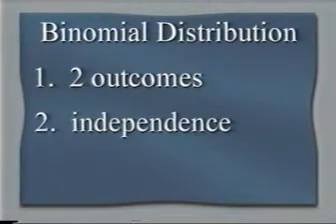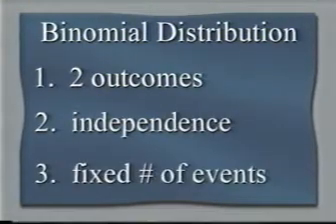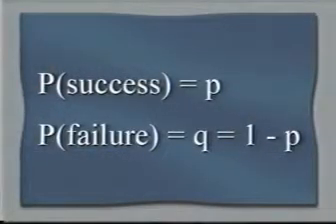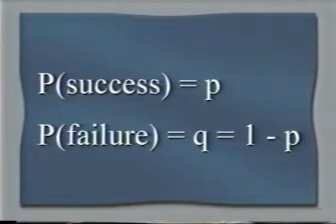The third requirement, which is not specific for Bernoulli, but is for binomial, is that there is a fixed number of events. In a Bernoulli situation, as we'll see later on, you could have events that go on until something happens. So in a binomial situation, we have these two outcomes, success and failure, and their probabilities are given a specific label. The probability of success is equal to lowercase p. The probability of failure is symbolized by lowercase q, and of course q equals 1 minus p. Using terminology from the previous lecture, q is the complement of p.